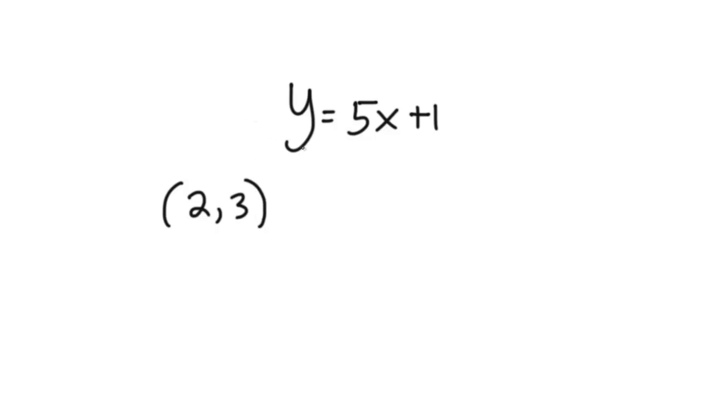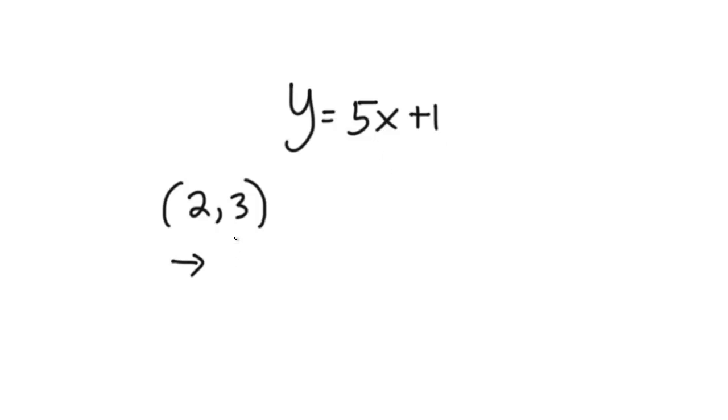Hi everyone. For this example, we'll take a look at the equation y equals 5x plus 1, and I want to find out the equation of a line that is parallel to this equation and passes through this point here, (2, 3). So the given information is this equation and this point, and we want to find the equation of a line that passes through this point and is parallel to y equals 5x plus 1.